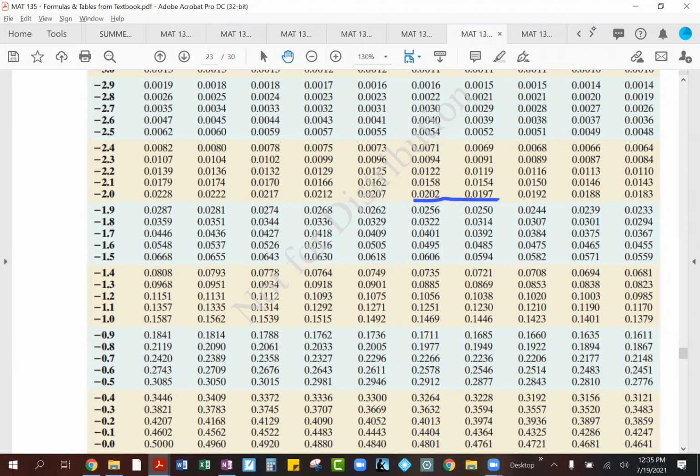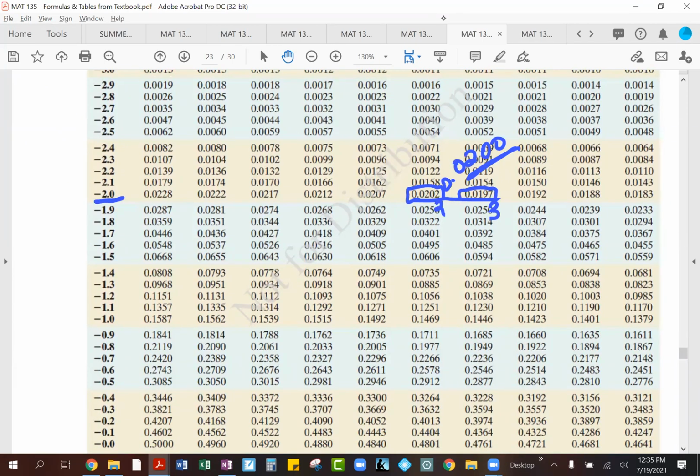So basically you are looking for 0.0200. Can you tell me which one of these numbers is going to be closer to the number we are looking for? Is it going to be the 197, which is closer to our 200, or the 202? 202, yeah, because this is only 2 units away from the number we are looking for, and this one is 3 units away. So this one is closer. So that's the z-score we are going for.